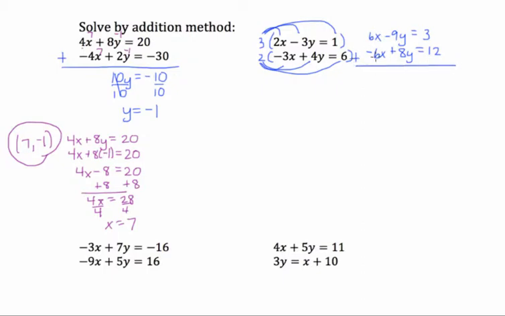6x and negative 6x is gone. That's what we wanted. Negative 9y plus 8y is negative y, or negative 1y, equals 15. Divide both sides by negative 1. Y equals negative 15. Now that you have y, we just need to find x. Take one of your original equations. We now know that y is equal to negative 15, so sub that in.